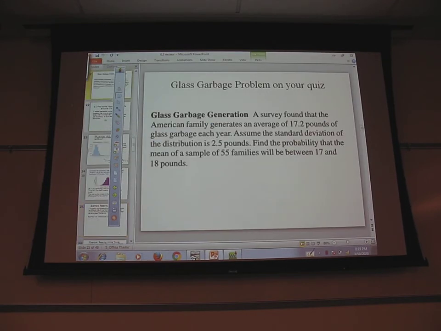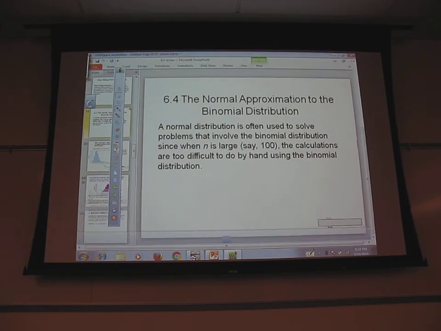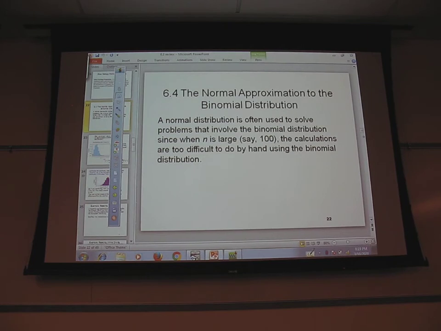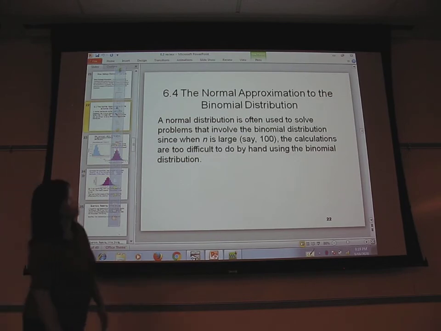Okay, great. Thank you. Now, very quickly, I need to discuss with you guys the normal approximation to the binomial. Felicia, do you want to go and read for me? Sure. The normal approximation to the binomial distribution. The normal distribution is often used to solve problems that involve the binomial distribution, since when n is large, say 100, the calculations are too difficult to do by hand using the binomial distribution.